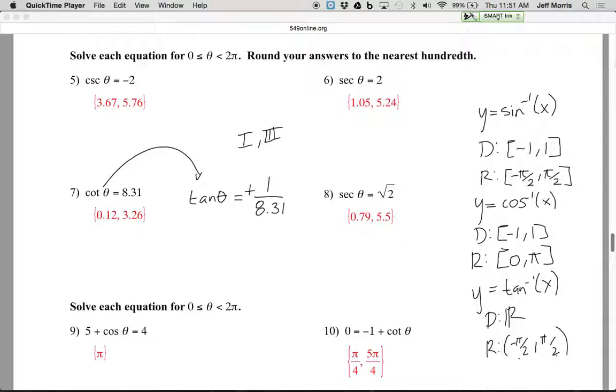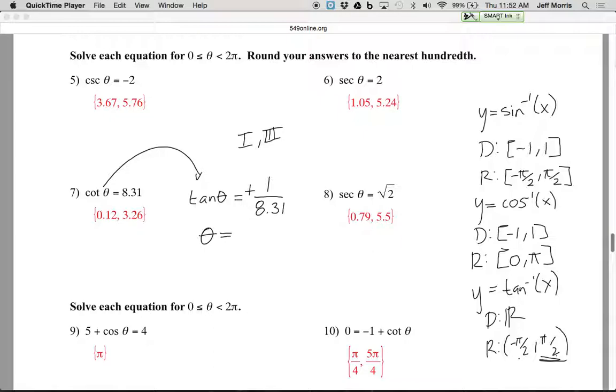So when I look at this, it's positive, which is kind of nice this time because that means it's going to be between 0 and pi over 2, which is something I want because I want the answers between 0 and 2 pi. So that's actually a good thing. So hit second tangent now of 1 divided by 8.31. Don't worry about the 1 divided by 8.31. Nobody cares about it because the calculator's going to do it. What do you get?